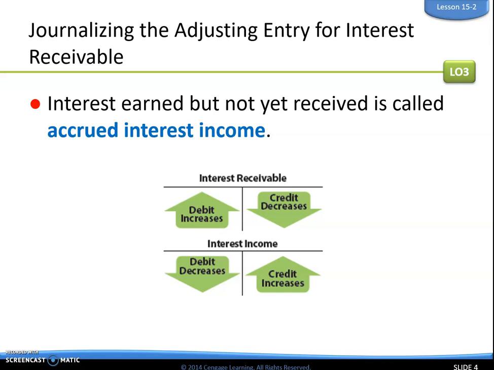Journalizing the adjusting entry for interest receivable. So they tell us accrued interest income. That is the interest that is earned, but we have not yet received that interest. So they show us two accounts here. Interest receivable, we debit to increase it, we credit to decrease it. Interest income is the opposite. We're going to debit to decrease, we're going to credit to increase.